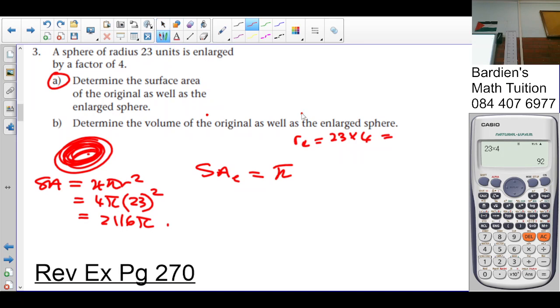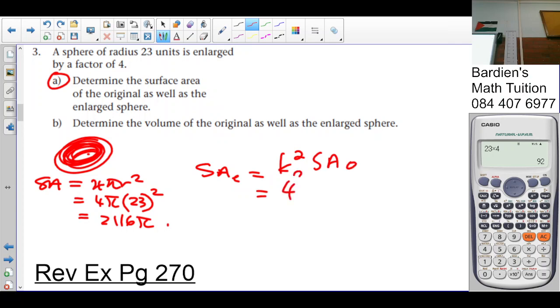So what did I ask? Determine the surface area of the original as well as the enlarged. Yeah, you could have done that as well. Oh, okay, I see what you are asking. I thought they were going to ask to work out the ratio here. Okay, but it's fine. What you say is absolutely correct. The surface area of the enlarged one would be k squared times the surface area of the original.